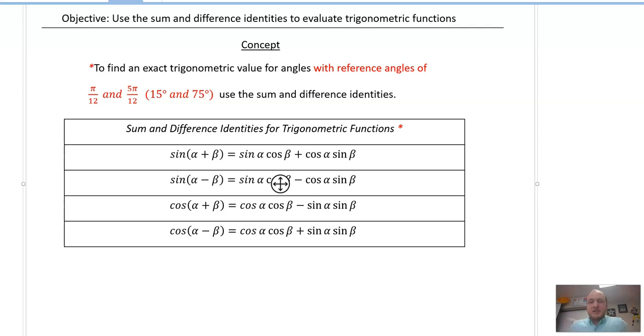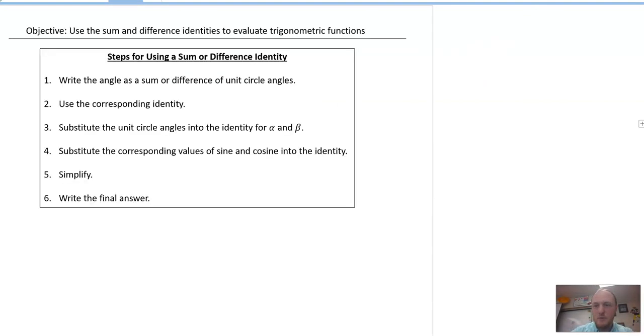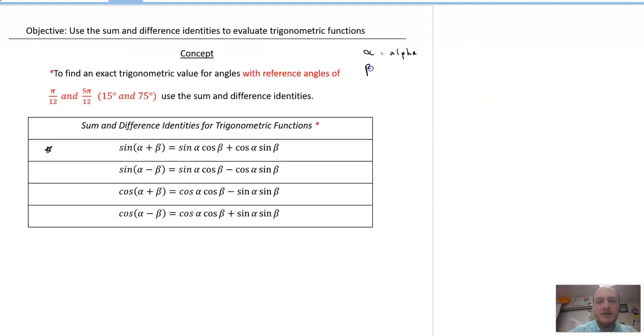So here are the sum and difference identities. I'm going to first introduce you to the very first one, which is sine of alpha plus beta. First, I want to identify those symbols for you. This is alpha, and this is beta. Greek letters, alpha and beta.